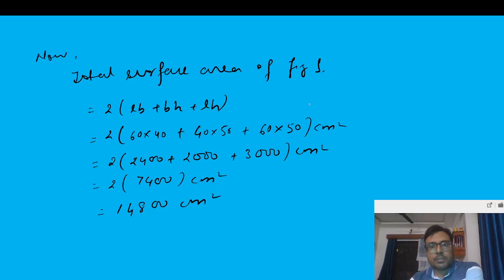Now total surface area of figure 1. Figure 1 is a cuboid. 2 (LB plus BH plus LH). When you solve this, 6400, 6 into 40, 6 4 24, 00, 5 4 20, 00, 6 4 30, 00. Add this, you will come up with this.